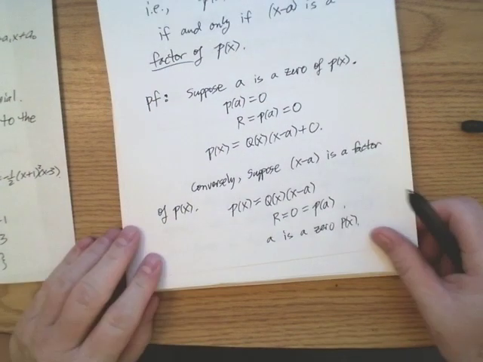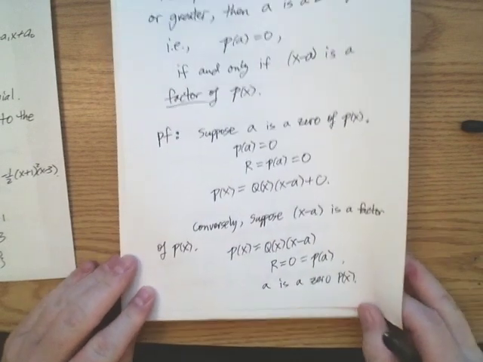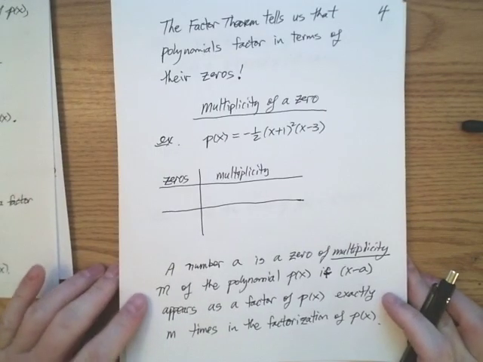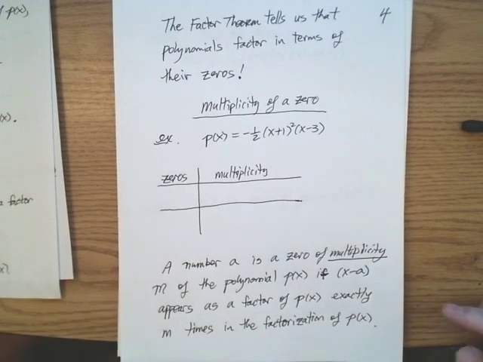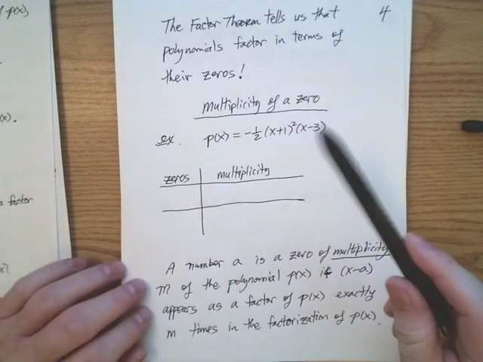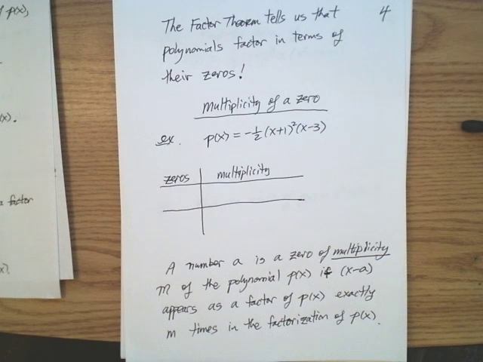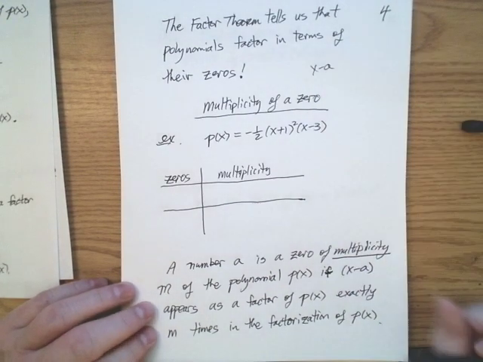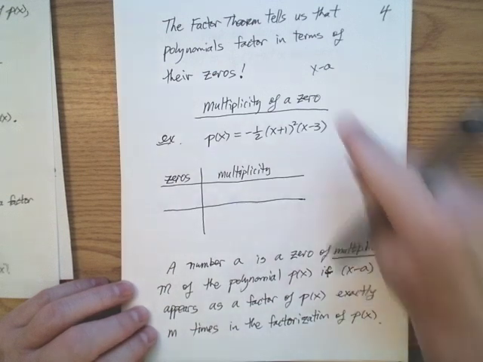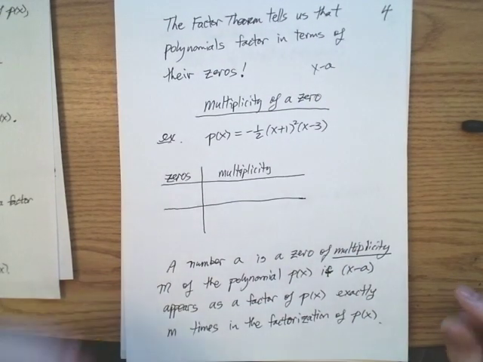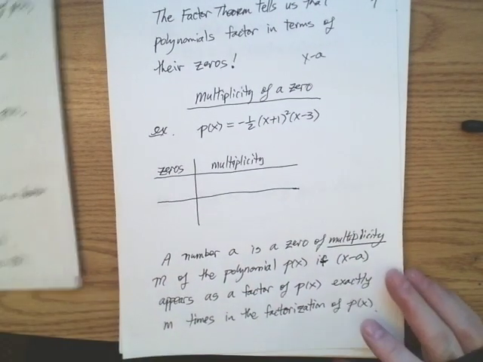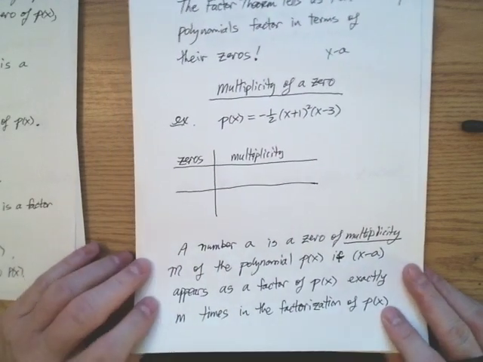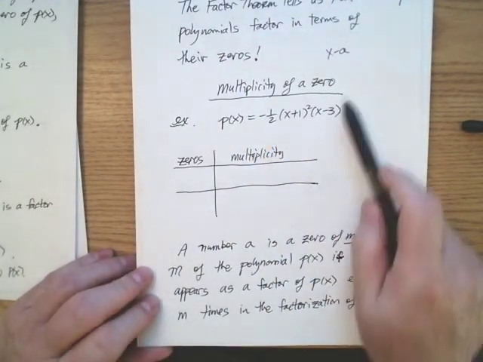Okay, let's go on. So there's the factor theorem, something we want to remember. Let me put this more simply. The factor theorem tells us that polynomials factor in terms of their zeros. If a is a 0, the factors are x minus a. Now, there are various zeros here, and we'll see more of that as we go. Let's talk about the multiplicity of a 0.